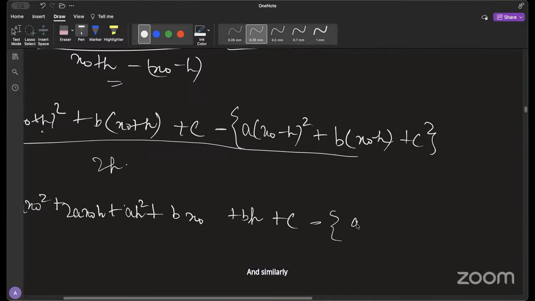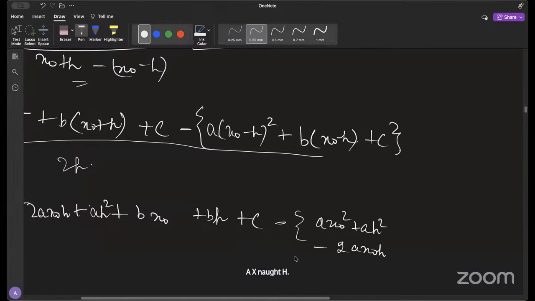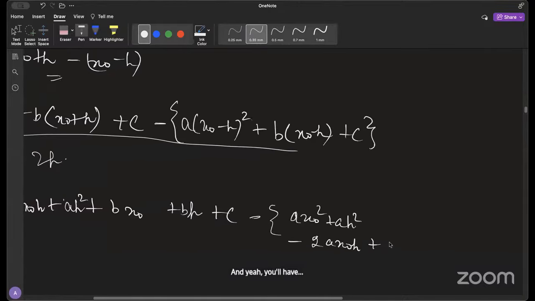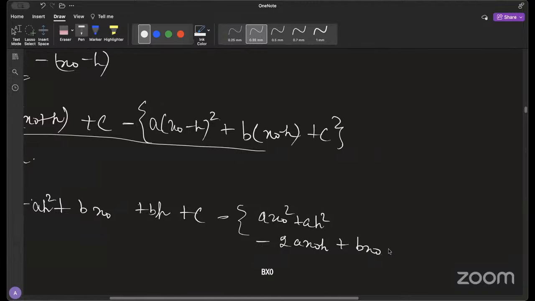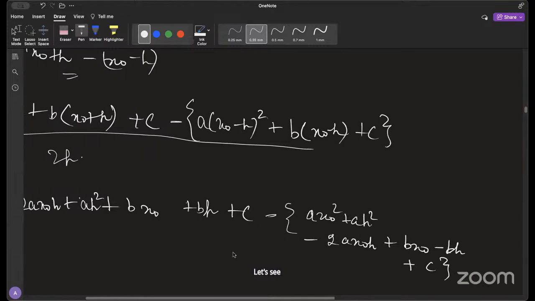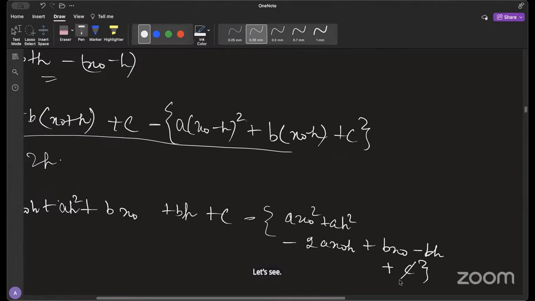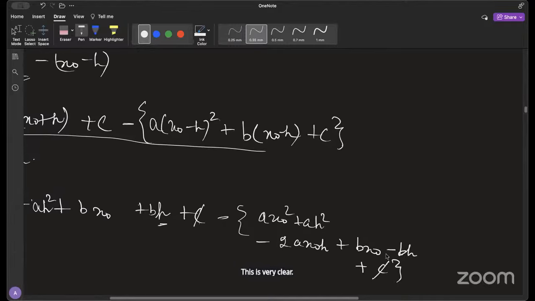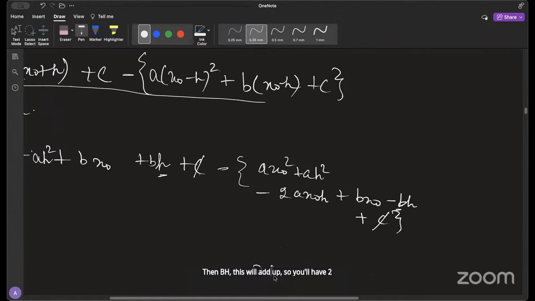And similarly, you will have here things as a x naught square plus a h square minus 2 a x naught h. And here you will have b x naught minus b h plus c. So the c gets cancelled there. This is very clear. Then b h, this will add up, so you'll have 2 b h.